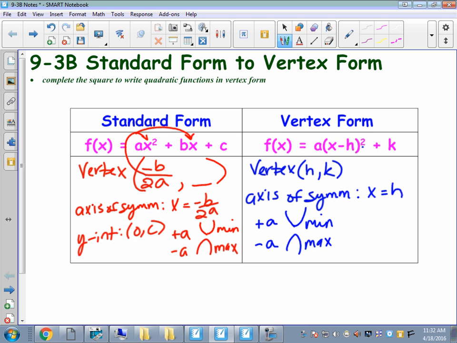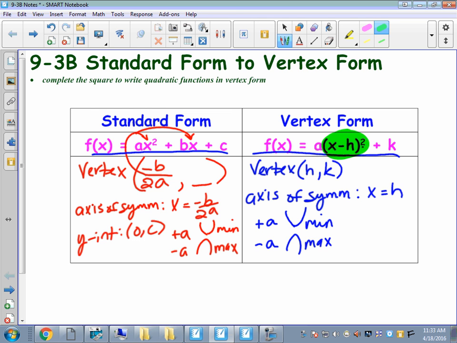So now this lesson is concentrating on what if they give us the standard form and we want to put it into vertex form. We're going to change from one form to the other. And so they're a little bit different. The biggest concern is bringing in that x minus h squared piece right here. We've got to bring in a quantity squared.